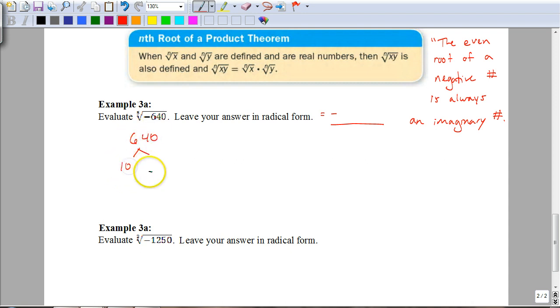Now I know 10 times 64 will give me 640. 10 breaks down to be 5 times 2. 64 breaks down to be 8 times 8, which we know that each of those are 2 times 2 times 2. So for every 5 of the same number, I get to take 1 out. So that means that with these 5 2's here, I get to take out a 2.